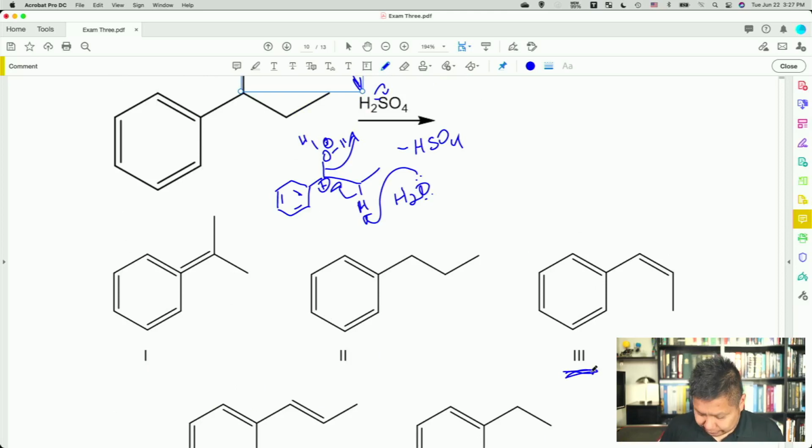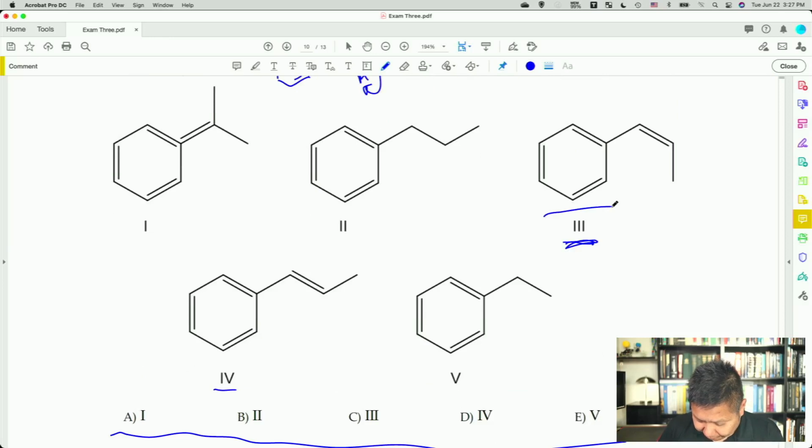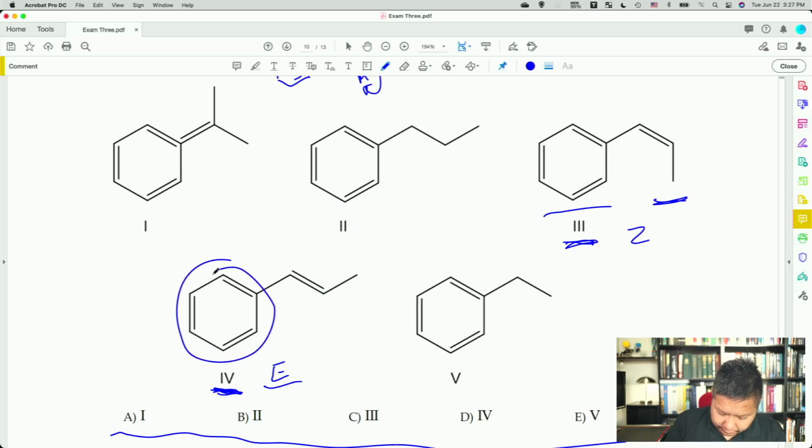And to me, I think that this structure right here, structure 3, is a little bit more sterically hindered than this structure here, number 4. This is the Z product, this is the E product, and the E product is definitely, I think, a little bit less sterically hindered, because you have the benzene ring and the methyl group on different sides. The Z product has the benzene ring and the methyl group on the same side.